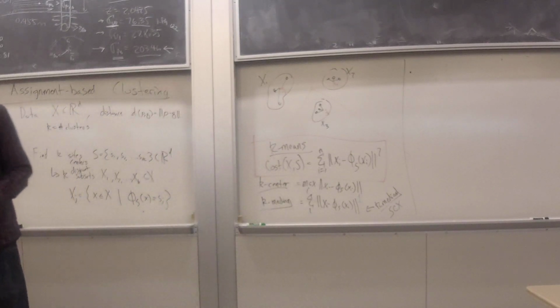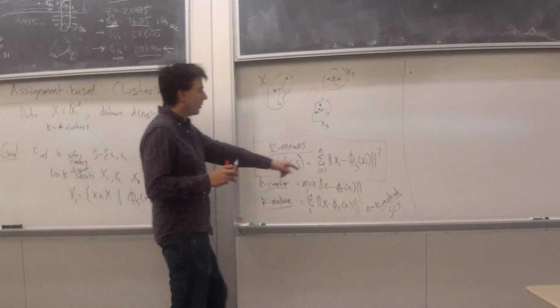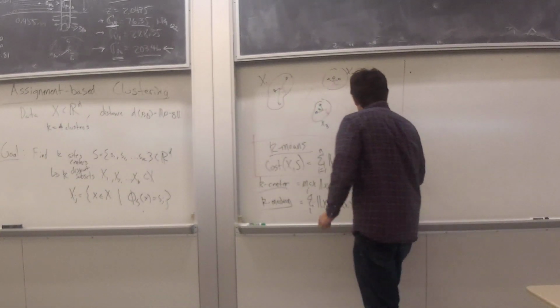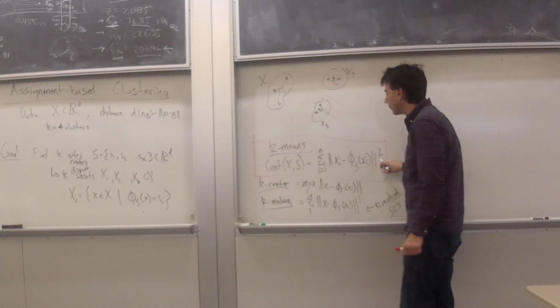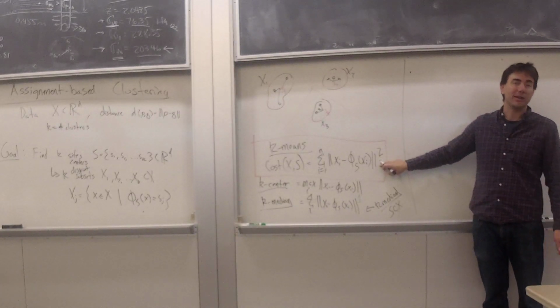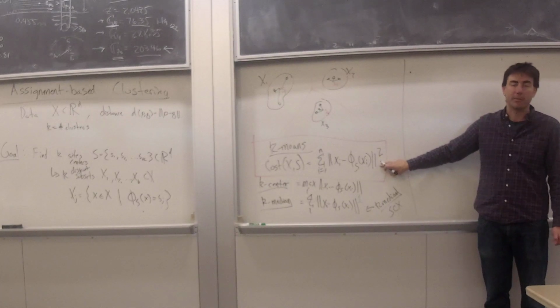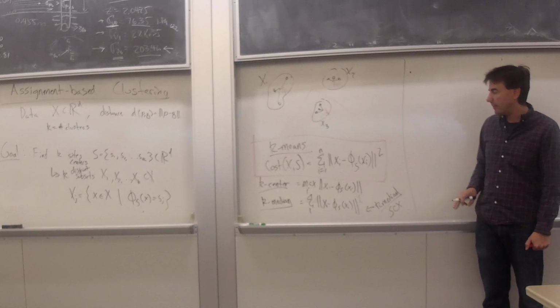And there are 2 reasons for the squared. Why do I use the squared distance here? The first one is that there's going to actually be a pretty nice algorithm here, which we'll talk about, Lloyd's algorithm.